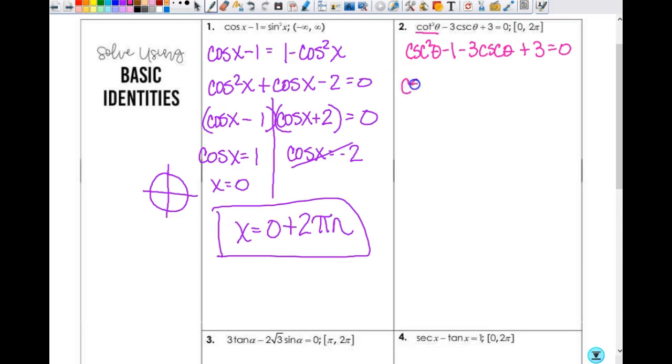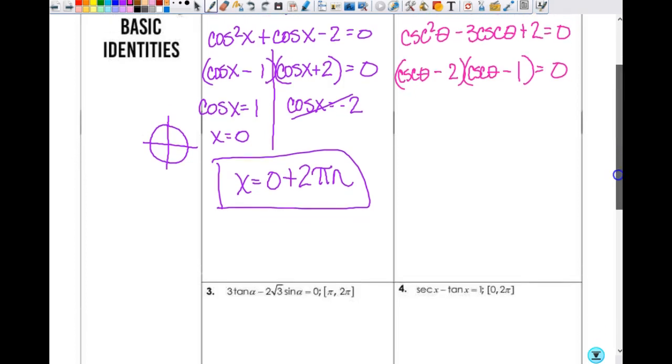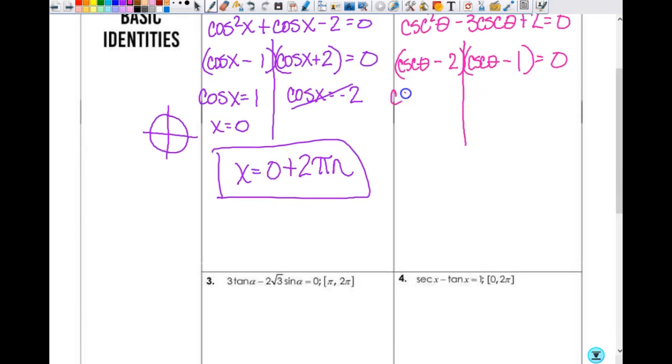Okay, so then I get cosecant squared theta minus 3 cosecant theta plus 2 equals 0. Easy to factor. So I get cosecant theta and cosecant theta. This is a 2 and a 1, and the signs have to be the same. This is negative, so they both have to be negative. Now I can solve this. So I get cosecant theta equals 2 and cosecant theta equals 1.